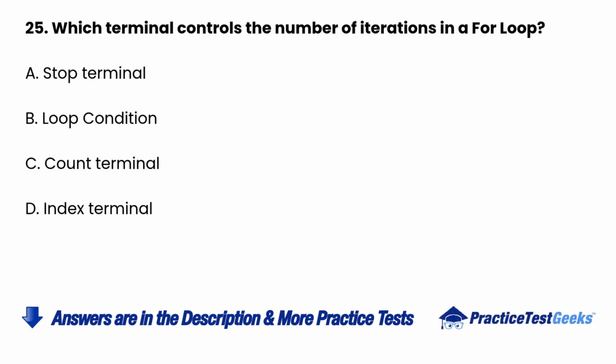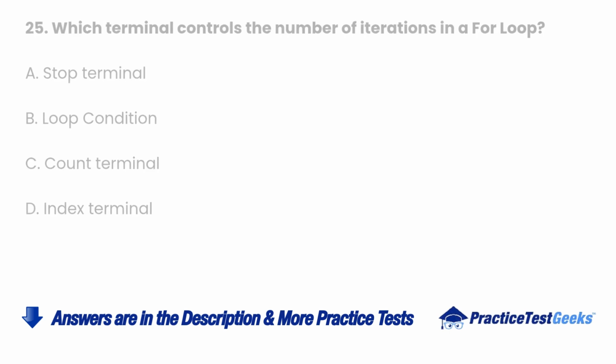25. Which terminal controls the number of iterations in a for loop? A. Stop terminal. B. Loop condition. C. Count terminal. D. Index terminal.